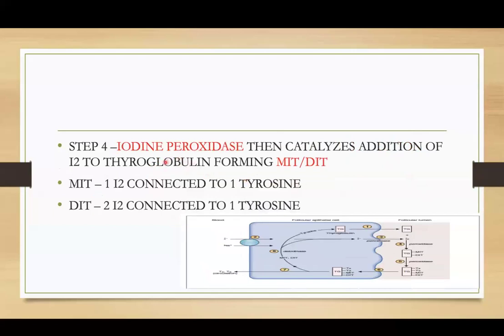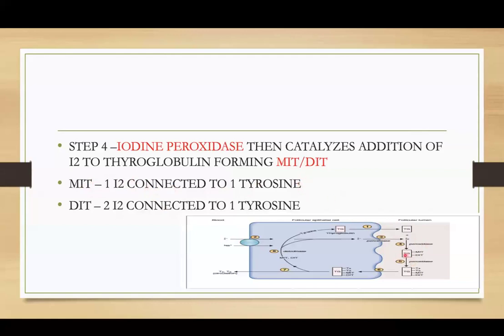So in the fourth step, those are the first three steps. And now we have thyroglobulin and iodide in the lumen. So the fourth step is that the iodine peroxidase, the same enzyme, catalyzes the addition of iodine to thyroglobulin, forming MIT and DIT. Not MIT, the college. MIT is monoiodothyronine, and DIT is diiodothyronine. So basically, MIT or monoiodothyronine is one iodine connected to one tyrosine. Actually, not one tyrosine, one thyroglobulin. Uh, no, I apologize. This is correct. Monoiodothyronine is one iodine connected to one tyrosine.